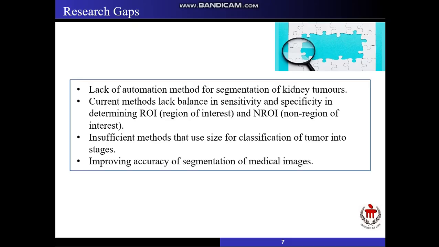Okay, so the next step is, there are insufficient methods that use size for classification of tumor into stages. Due to the lack of these methods, there was a very decreased value of accuracy obtained for segmentation. And in order to improve this, we have formulated three different objectives.